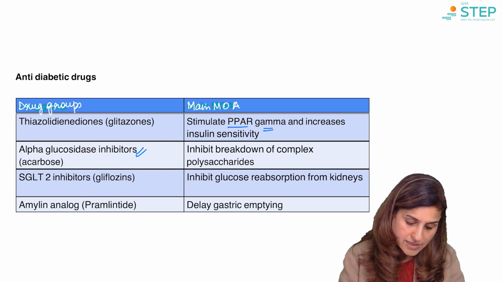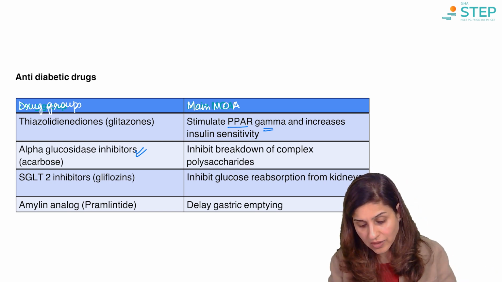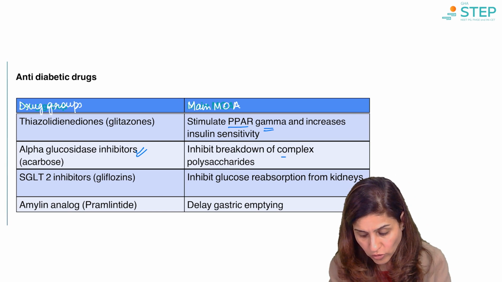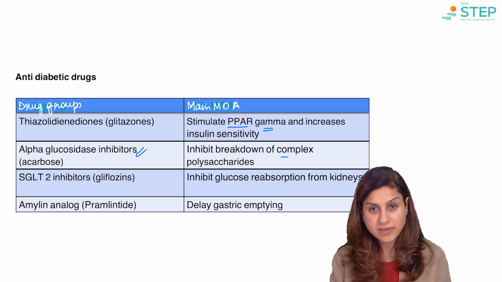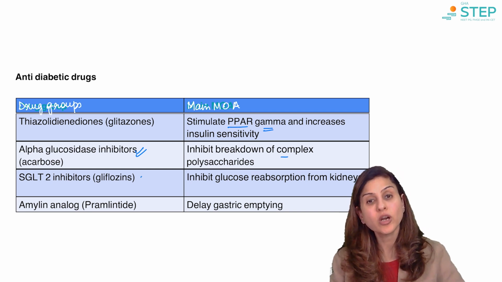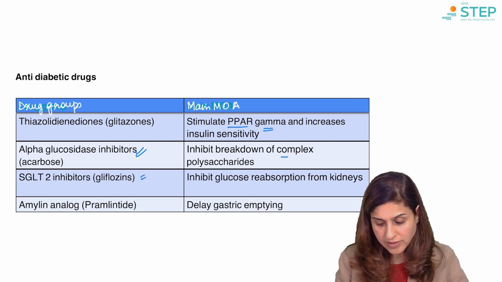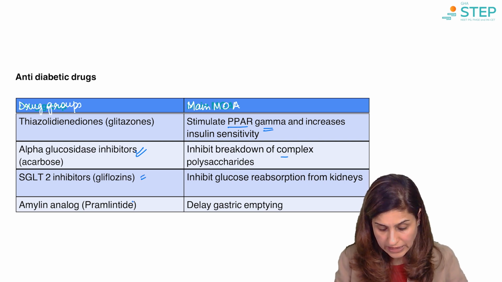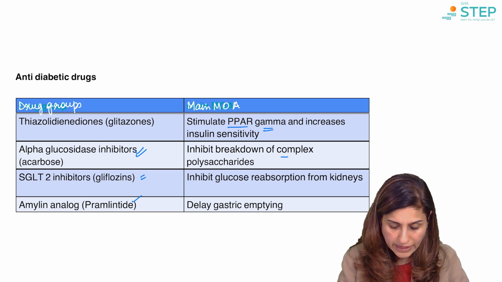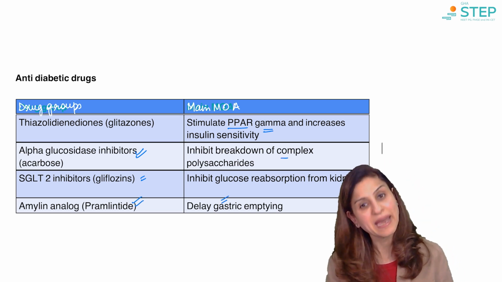Alpha glucosidase inhibitors or acarbose act at the level of the intestine, where they inhibit the breakdown of the polysaccharides into simpler forms. When they don't break into simpler forms, they will not be absorbed. SGLT2, as I told you right now, very, very important drugs, inhibit the glucose reabsorption from the kidneys. And pramlintide is an amylin analog, which is going to delay the gastric emptying.